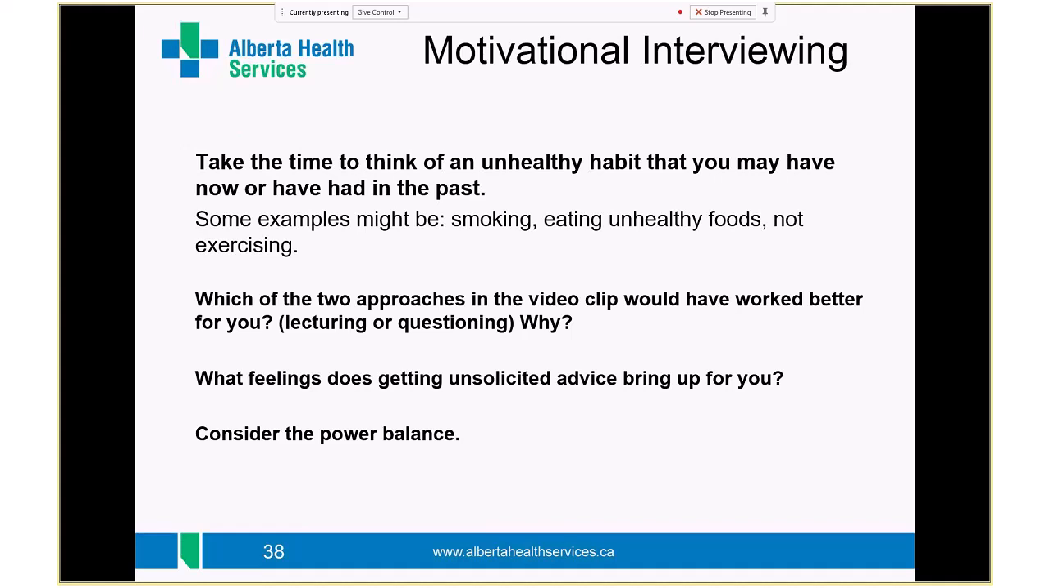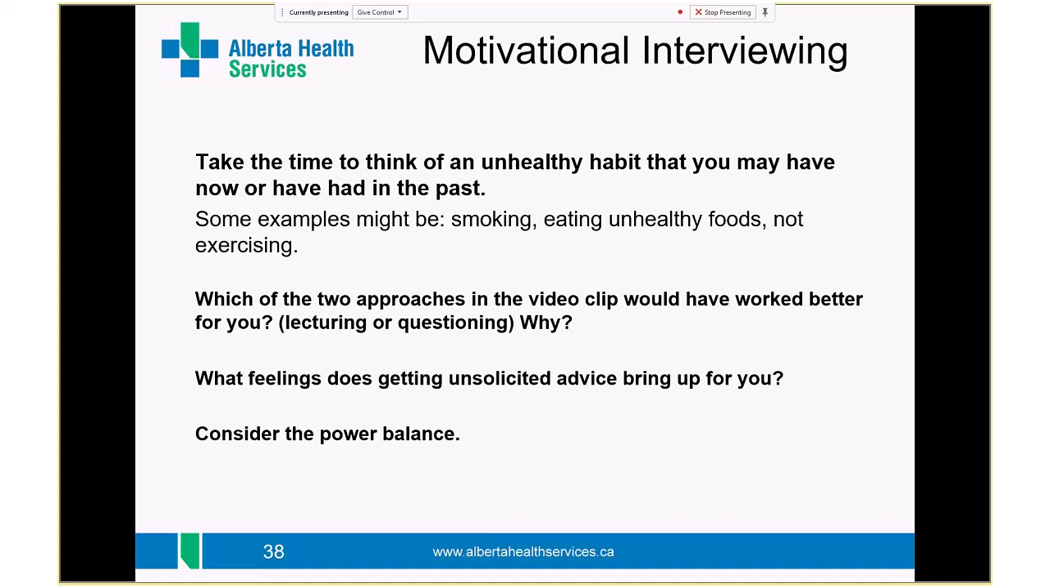And I also want you to consider the power balance. In a lecturing situation, who has the power? And who has the power in a questioning situation? For someone who's ambivalent about their change, unsolicited advice may suggest that the person needs something from the advice giver. This implication by the lecturer may cause resentment and frustration by the learner.